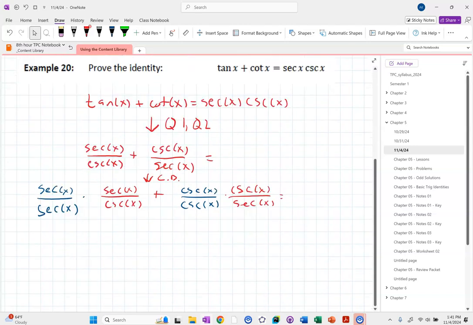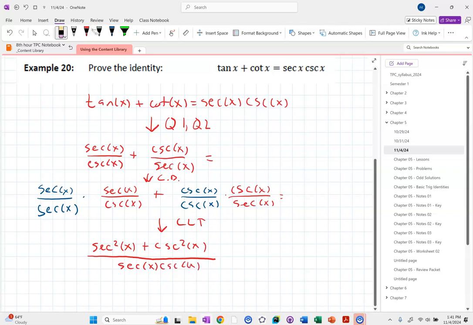And the note I'll just make there is that we did a common denominator, right? All right, if I combine my like terms, secant times secant is secant squared. And cosecant times cosecant is cosecant squared. And then my denominator is secant times cosecant. So far, so good.